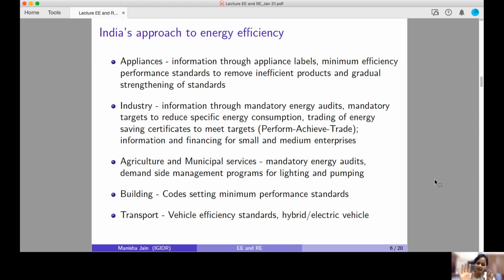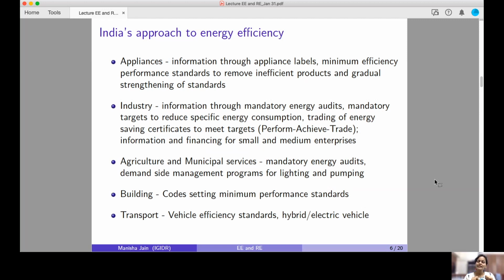Now, the moment you make the label mandatory, it becomes a standard, because a label below certain performance value is then not allowed to be sold in the market. So it becomes a regulation, it becomes a standard. Okay, so as of now in appliances, yes, there are standards. In transport, there are no labels, no standards. In buildings, there are no standards, there are only labels in India. In industry and agriculture, it's mainly energy audits.